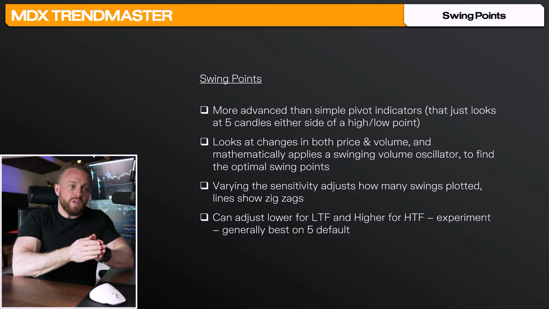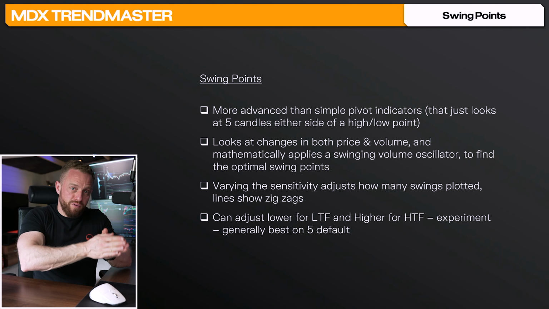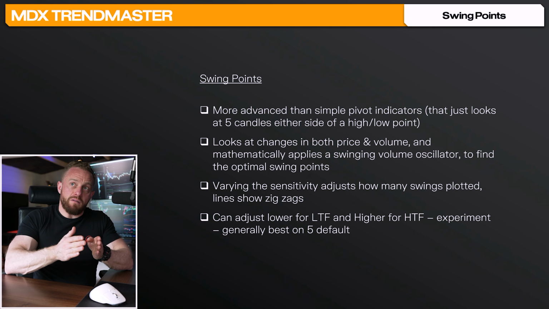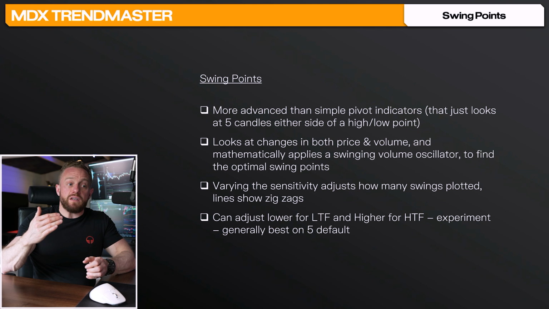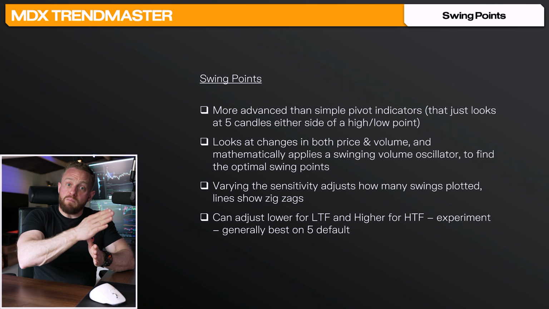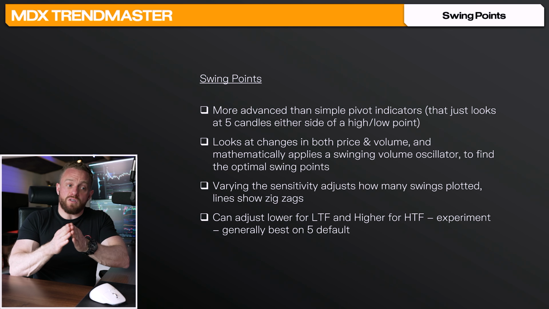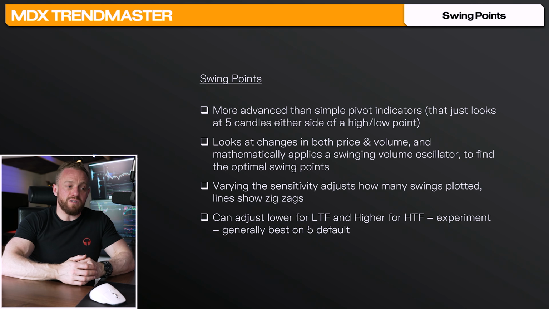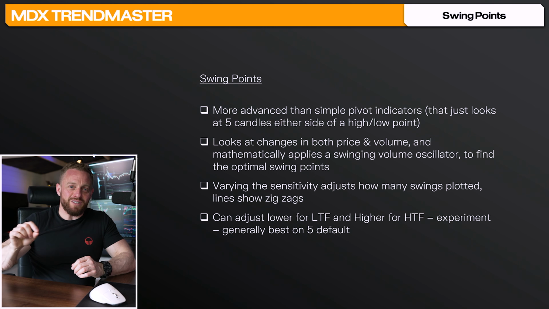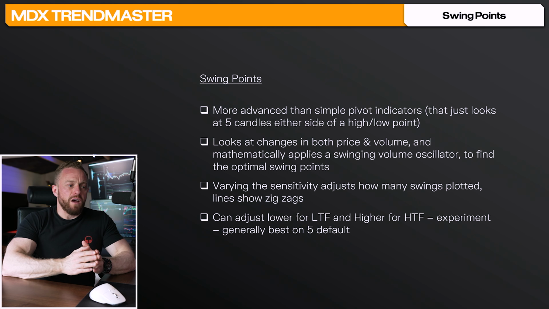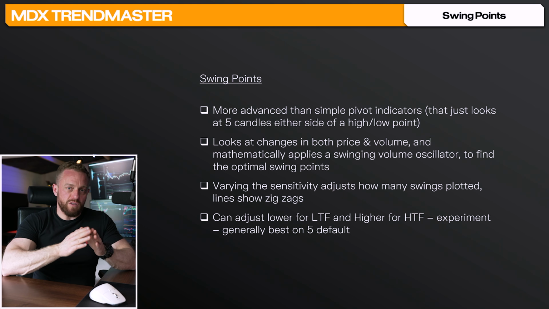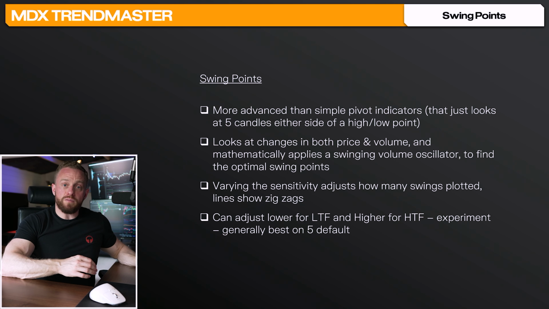This algorithm is actually looking at changes in both price and volume, and then mathematically it's applying a swinging volume oscillator to find the absolute optimal swing points. Now, in the menu I'll show you in a moment, you can vary the sensitivity and it will adjust how many swing points are plotted. There's also an option to click the lines connecting the swings in between. So yeah, that sensitivity can be helpful depending which time frame you're on.